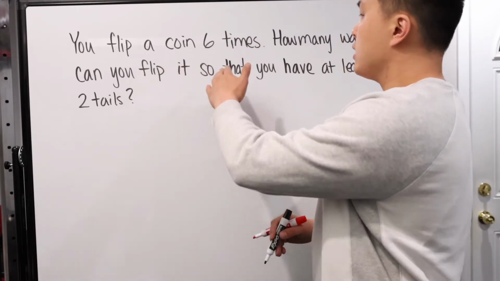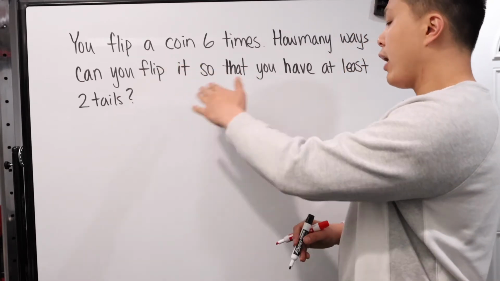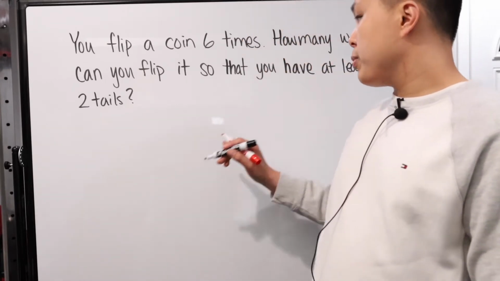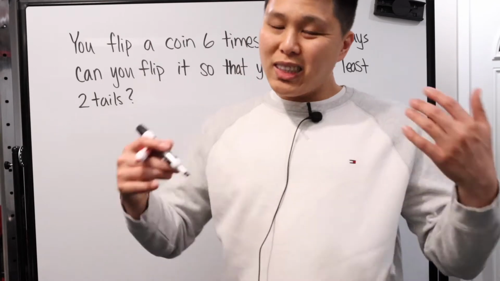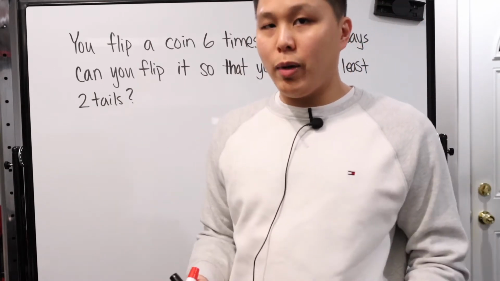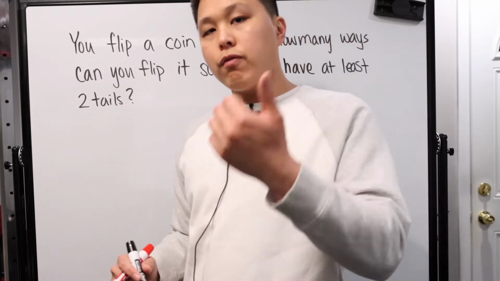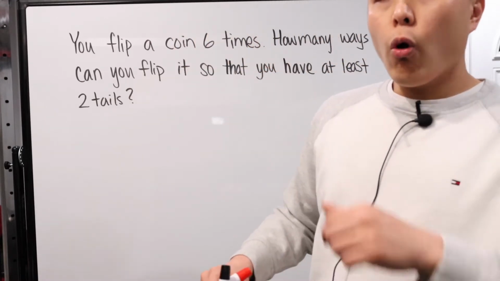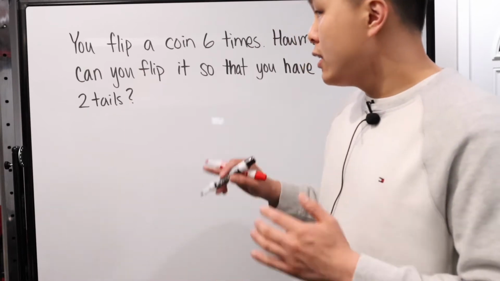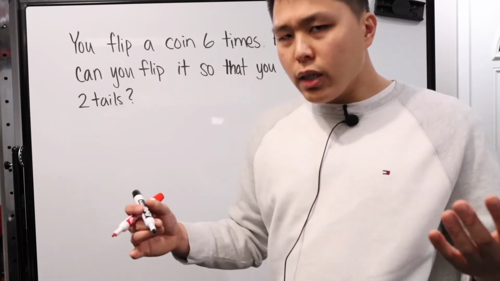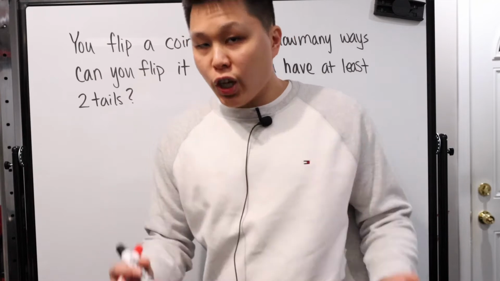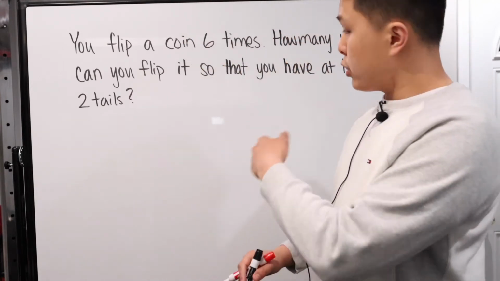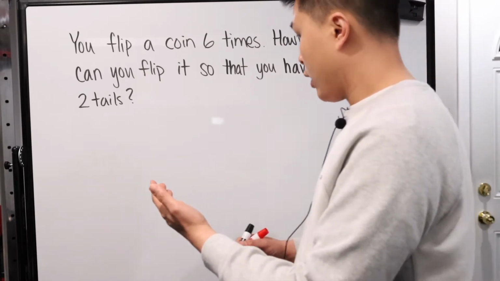You flip a coin 6 times. How many ways can you flip it so that you have at least 2 tails? Since it's talking about how many ways you can flip it so that you have at least 2 tails, you see that in this context, order doesn't matter. It doesn't matter that maybe the first flip is a tail and then the last one ends up being a tail, or if it's the first and the third, and so on. So order doesn't matter, which means that it is a combination, right? So we can solve it using the formula for combination.